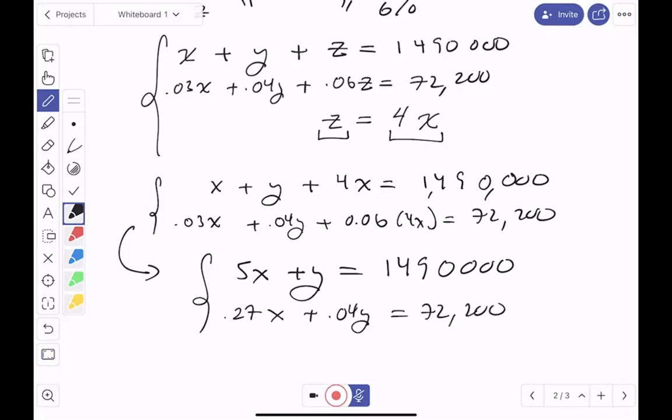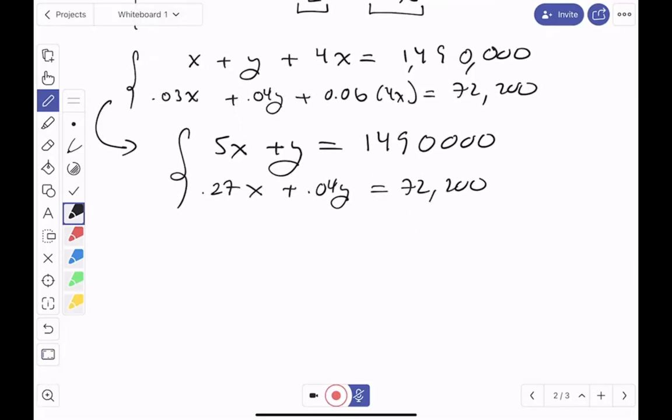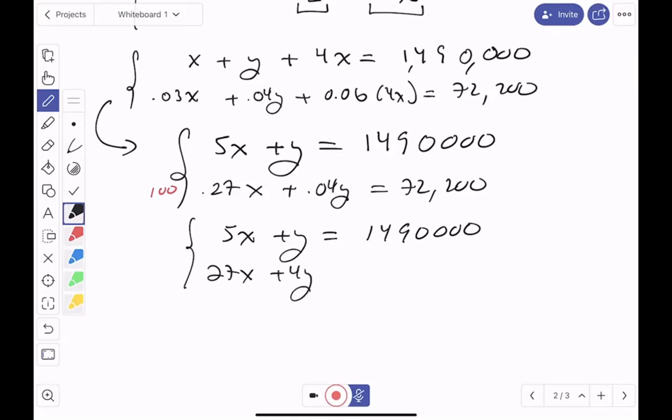Okay, let's keep going. Some people don't like decimals, and I'll be honest with you, I don't like decimals myself. I'm going to multiply the second equation by 100. Let's write that down for you. 5x plus y, 27x plus 4y equals 72,200,000. All right, I'm going to try to make this a little bit simpler. I'm looking at it.